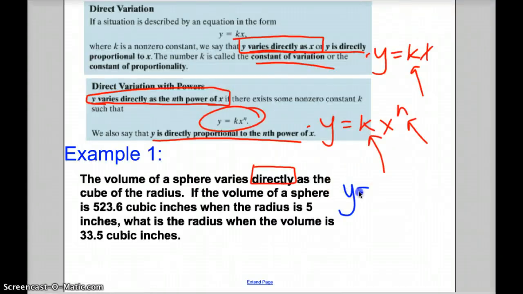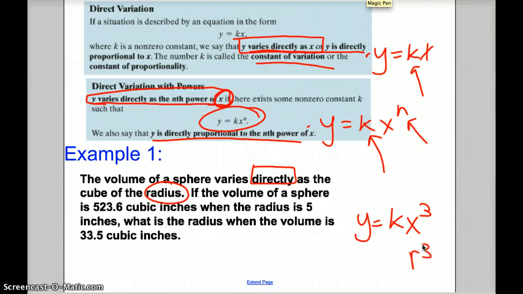So far I know my equation, y equals kx to the n, and n is going to be 3 because it varies directly as the cube of the radius. I'm also seeing the word radius where x is in this statement, so radius is representing x. I'm going to change this to r cubed. And I also see that the volume is the one that varies directly, so volume is my y value. I'm going to use variables that make sense to my problem. Right now I have the following equation, and the only thing I'm missing is k in order to write the equation for the problem so I can solve future problems.